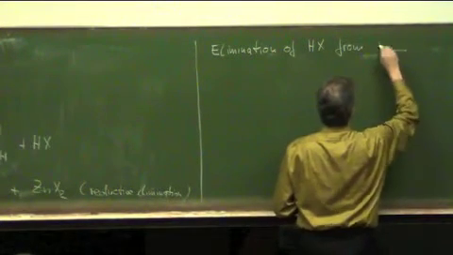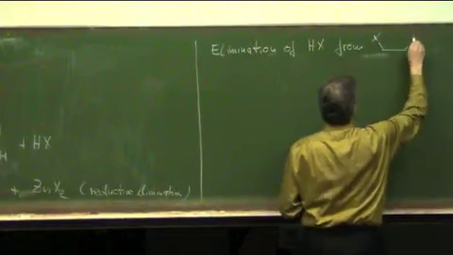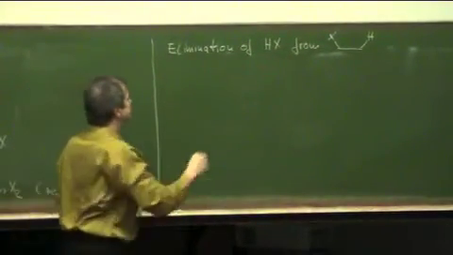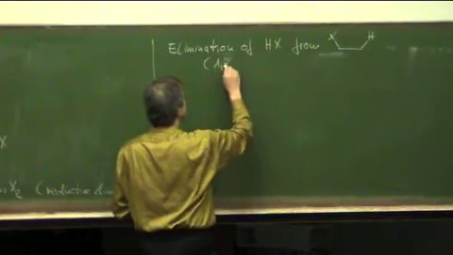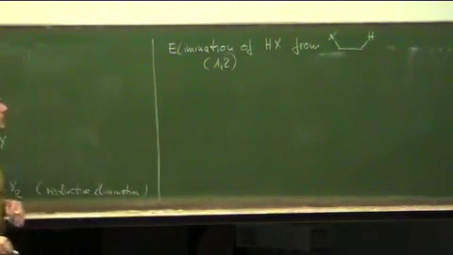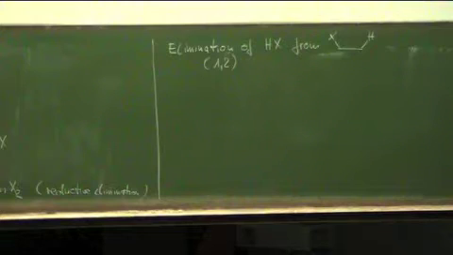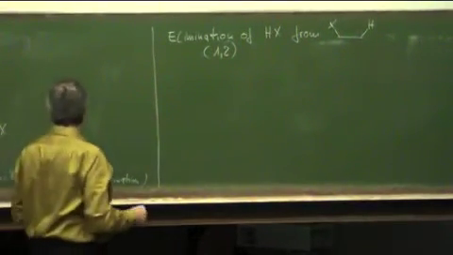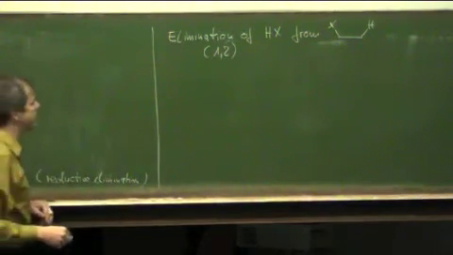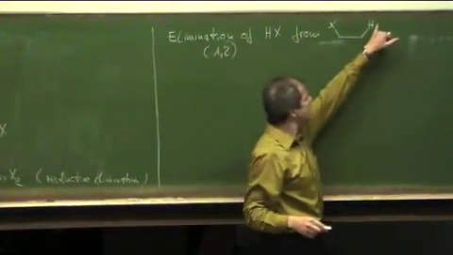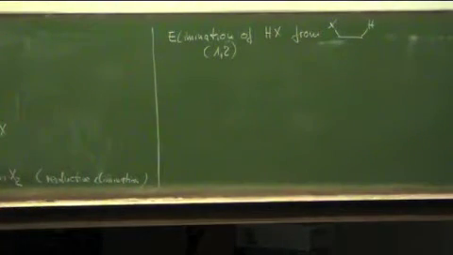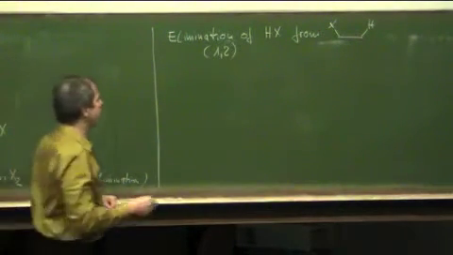So this is the process I would like to look at. We do a 1,2 elimination of HX from such a compound. And so typically, as we already said here, this requires a base, because what you do is you are eliminating a proton here, and this needs to be assisted by a base.